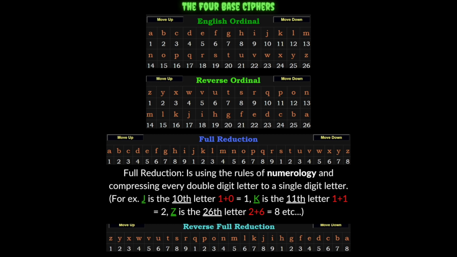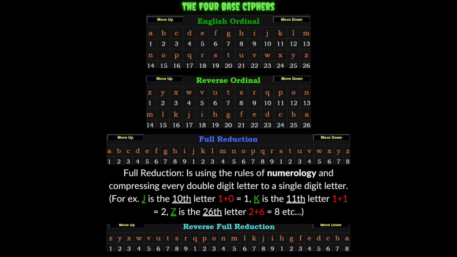As you can see here, I have the four ciphers laid out, which is English ordinal, reverse ordinal, full reduction, and reverse full reduction. Very simple, starting from the top, where English ordinal simply states A is 1, B is 2, all the way to the letter Z having the value of 26. Now, with the reverse ordinal, you literally just flip that order so it's done backwards, where Z has the value of 1 and A has the value of 26.